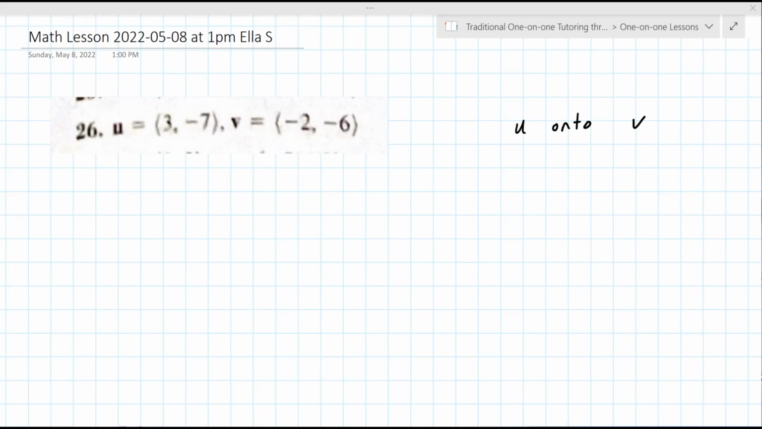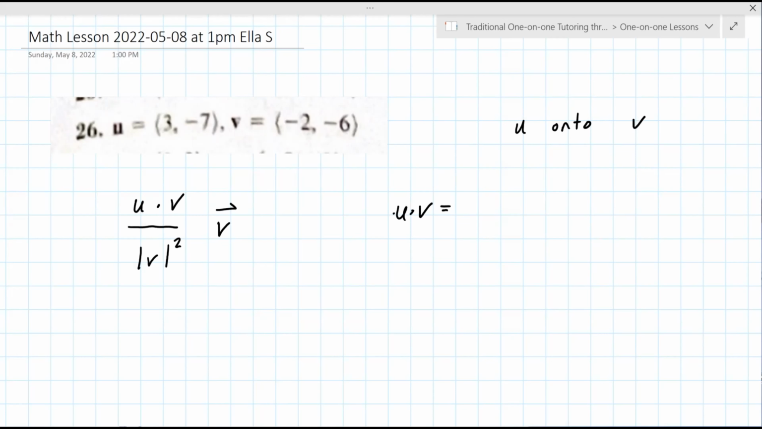Okay, there it is. So the formula is U dot V over the magnitude of V squared times the vector V itself. Okay. And your book may have a similar formula, but that's roughly it.